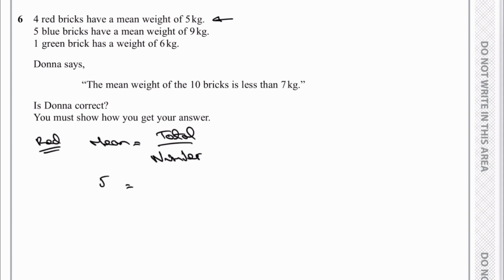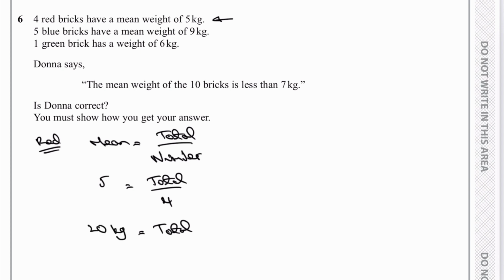We know the total is going to be all the weight of all the bricks added together, and this is what we're actually going to be looking for. But we do know the number is going to be 4 bricks, okay, 4 red bricks. So therefore we can work out that the total weight of the 4 red bricks is going to be 5 times 4, which is 20 kilograms.